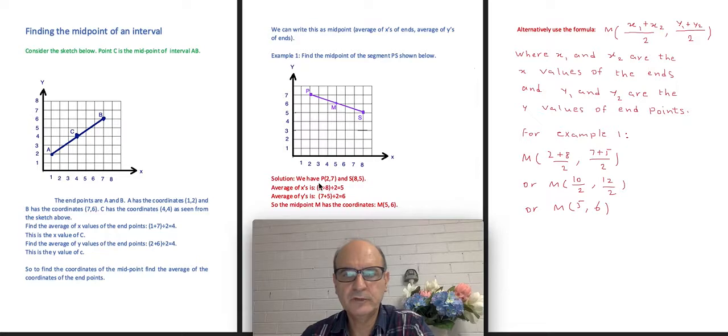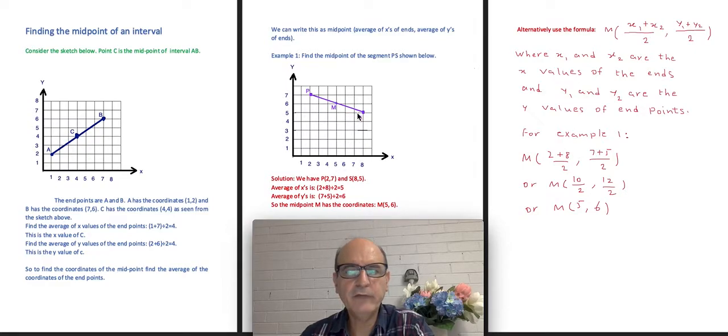So make sure that you put them in brackets. Otherwise, it will give you the wrong answer. First, we need to add them. So add the x's and divide by 2. 5. And if you look at the point M, you will see actually it is right because you have 5 for the x of M.